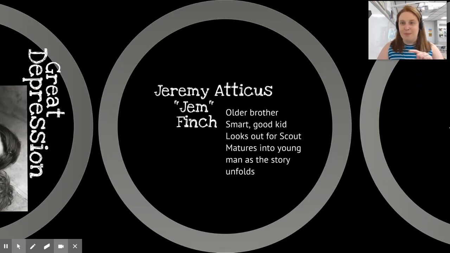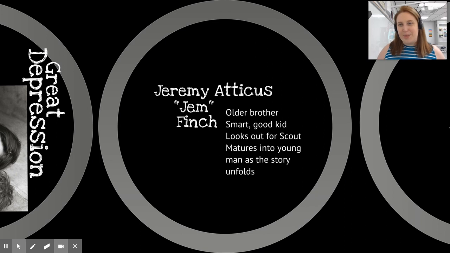And then you have Jim, the brother. His name is Jeremy Atticus Finch, but he goes by Jim. Jim is the older brother. He's a couple years older than Scout, and he's just a smart, good kid. For the most part, he really looks out for Scout, and he's very, very level-headed.